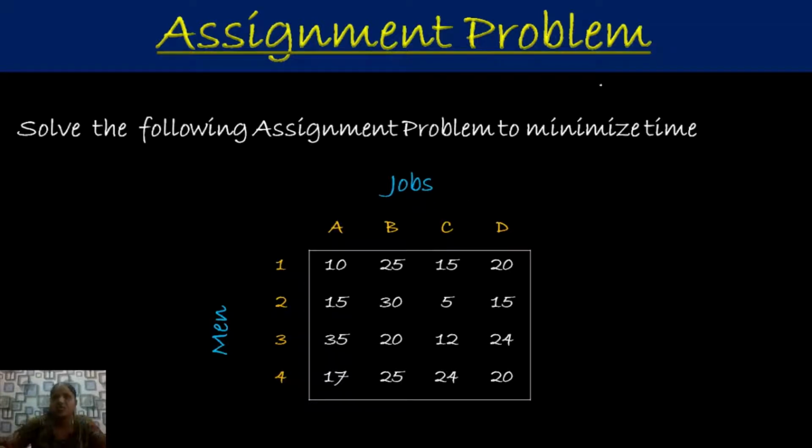In this video, we have to discuss some of the problems in the assignment problem. Solve the following assignment problem to minimize time. Men and jobs are given, and the given matrix is a square matrix. It's of order 4 by 4. So it is a balanced assignment problem.